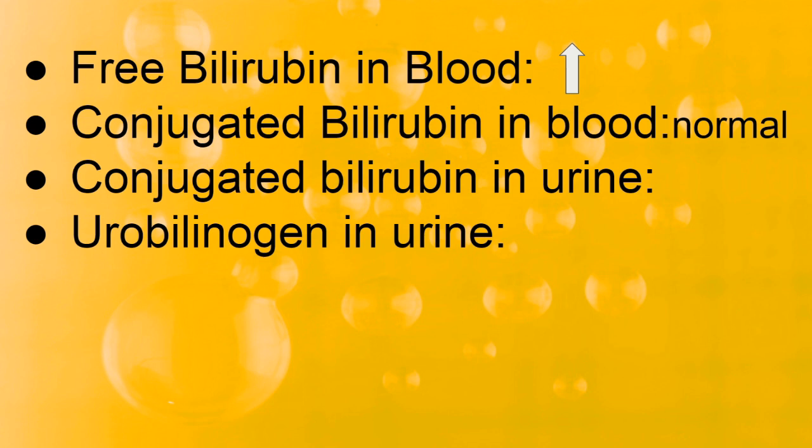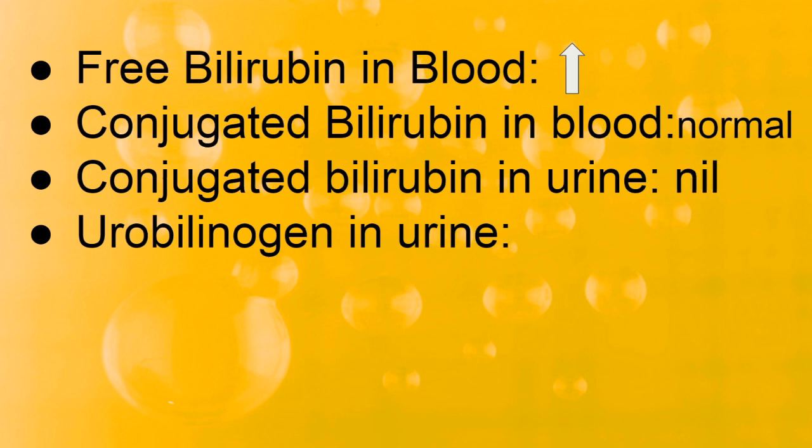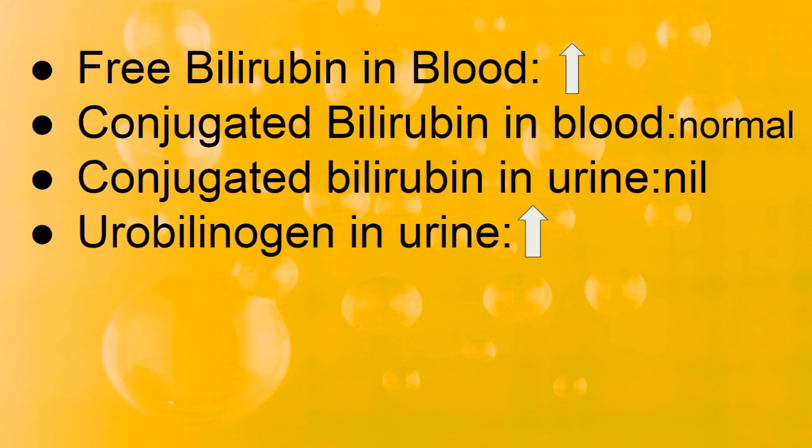Now what about the conjugated bilirubin in the urine? It is nil. Why? Because the liver was functioning normally, and whatever amount of conjugated bilirubin was entering inside the gut was normally converted into urobilinogen, and that's why the conjugated bilirubin is not seen in the urine. And what about the urobilinogen in the urine? Of course it would be increased, which is actually giving the dark yellowish color to the urine.